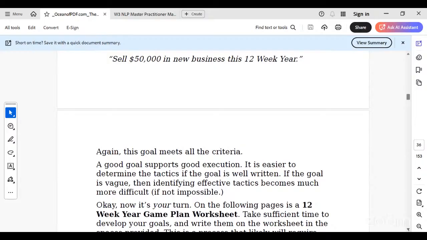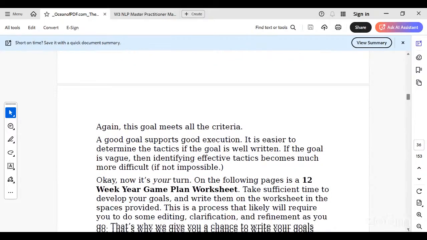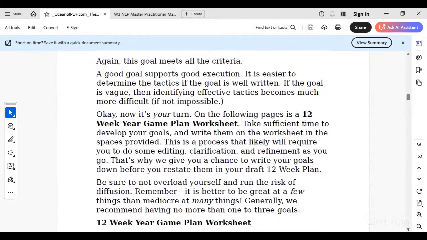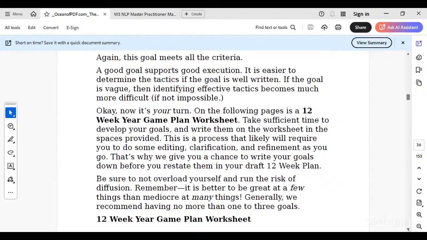Okay, now it's your turn. On the following page is a 12-week year game plan worksheet. Take sufficient time to develop your goals and write them on the worksheet in the spaces provided. This is a process that likely will require you to do some editing, clarification, and refinement as you go. That's why we give you a chance to write your goals down before you restate them in your draft 12-week plan. Be sure to not overload yourself and run the risk of diffusion. Remember, it is better to be great at a few things than mediocre at many things. Generally, we recommend having no more than 1 to 3 goals.